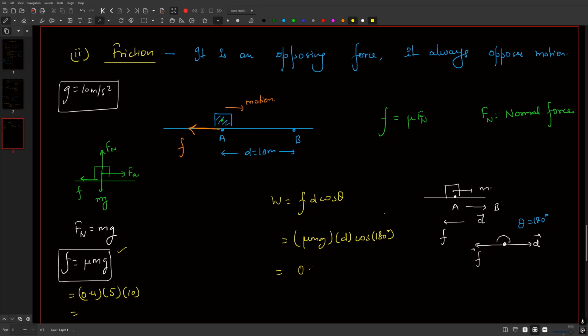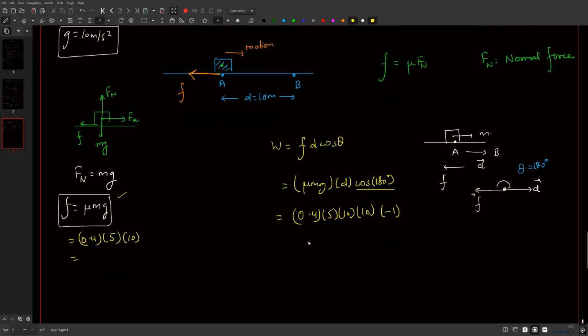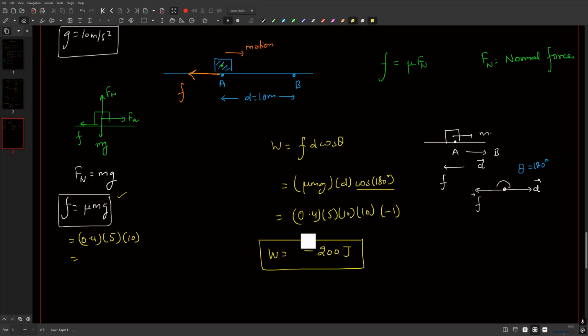Now we can substitute the values. 0.4, mass is 5, g is 10, displacement is also 10, cosine 180 degrees is -1. So work done comes out to be 4 5s are 20, so this is 2 times 10, that is 20, and then 200 and -1, so this will come out to be -200 joules. So the work done is -200 joules. Remember that.